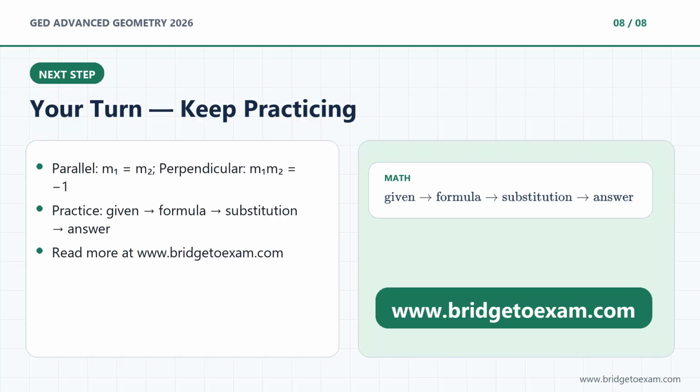Excellent work today. You can now tell whether two lines are parallel, perpendicular, or neither just from their slopes. Your mastery check is the 10 practice questions for this session. For each one, write it out this way. Given information, then formula, then substitution, then the answer with units.